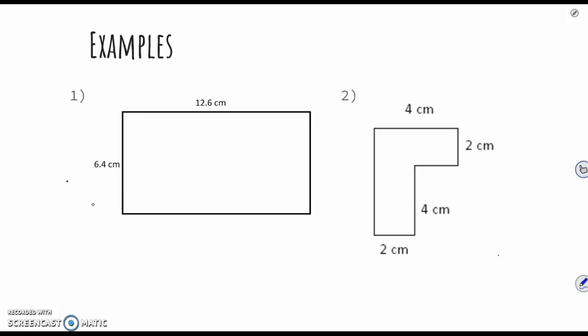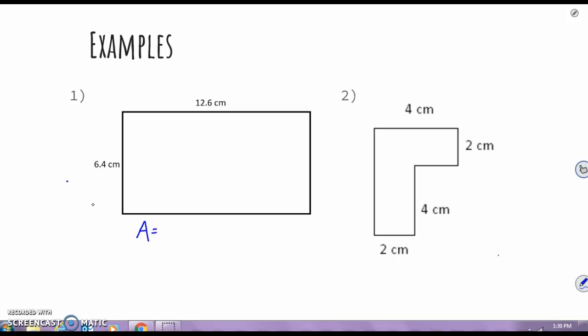Look at number 1. Let's begin by finding the area of the rectangle. Area is length times width. The length of our parallelogram is 12 6/10. We're going to multiply this times the width of our parallelogram, which is 6 4/10.